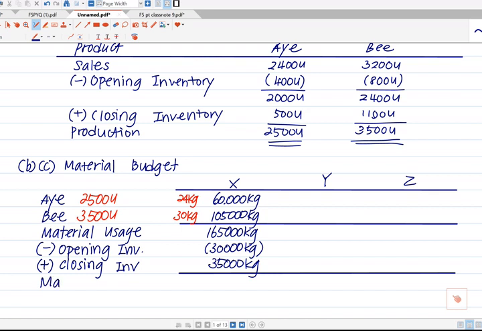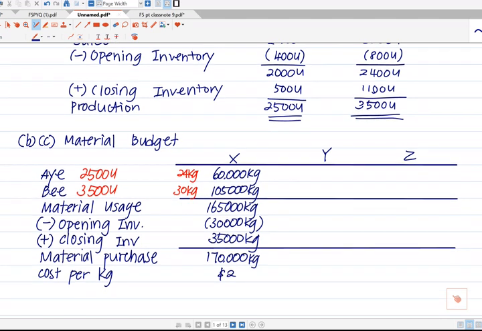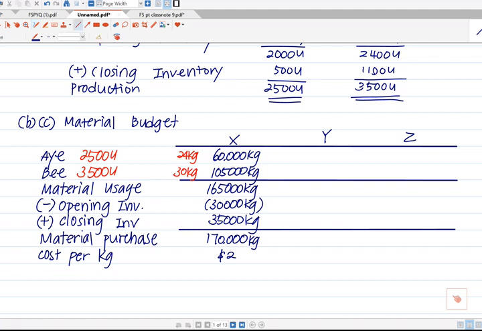our material purchase in quantity. So how many are we supposed to buy? 170. How much is the cost per kilogram? How much is the cost? It's $2. So that gives our material purchase in dollars.